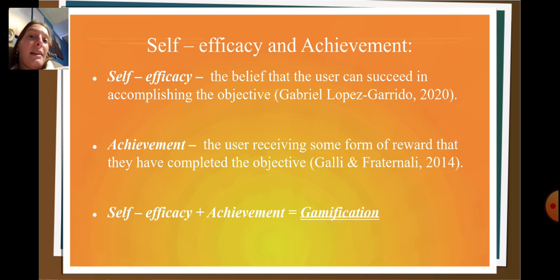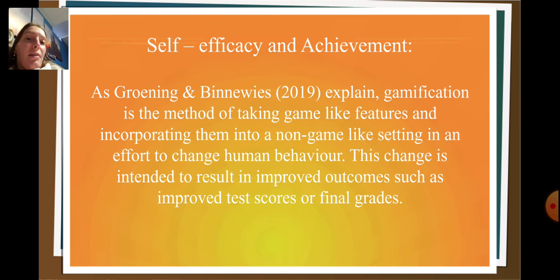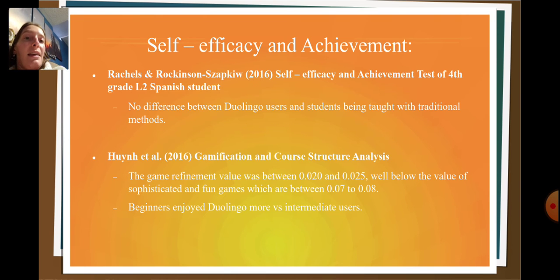Next, self-efficacy and achievement. Self-efficacy refers to the belief that the user can succeed in accomplishing the objective, whereas achievement is that the user is receiving some form of reward that they have completed the objective. And so when you put these two together, you get what is known as gamification. But what is gamification? Gamification is the method of taking game-like features and incorporating them into a non-game-like setting in an effort to change human behavior. This change is intended to result in improved outcomes such as improved test scores or final grades.